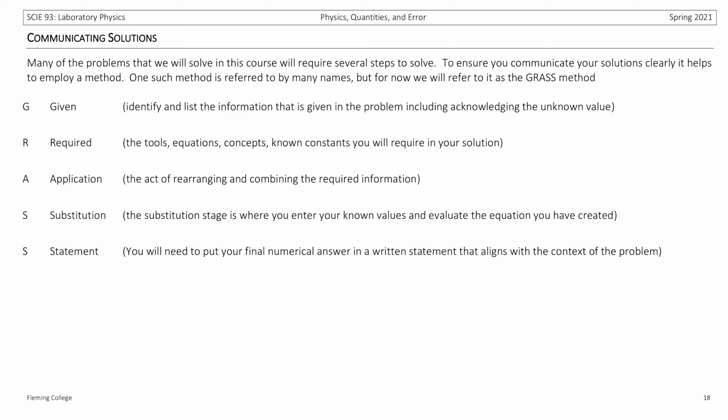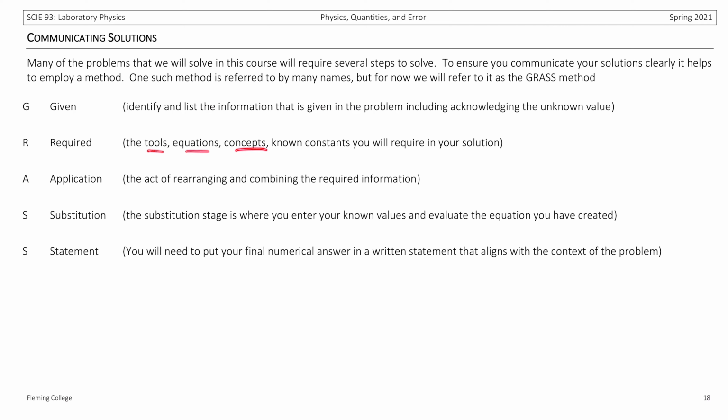Now, we haven't done many calculating examples today, but you guys will begin assignment 1. And we want to make sure that everybody's on the same page as far as how to communicate solutions to problems. So to do this, we want to make sure you're employing a method so that you have a system. One of the methods could be referred to by tons of different names. But for now, let's just stick to one and call this the GRASS method.